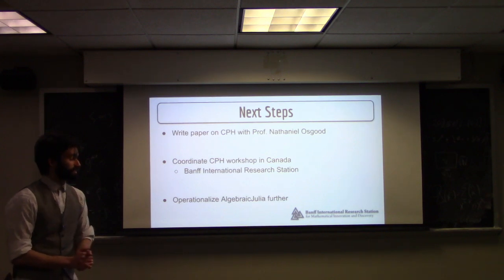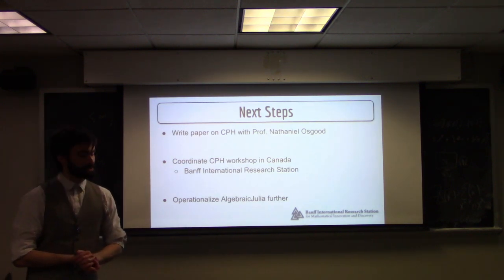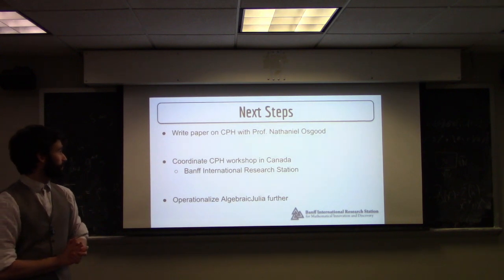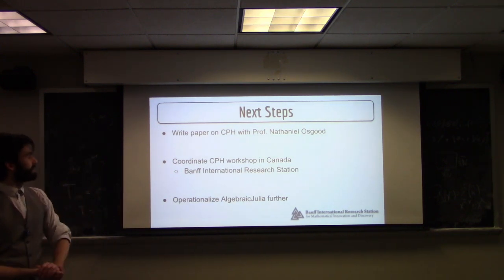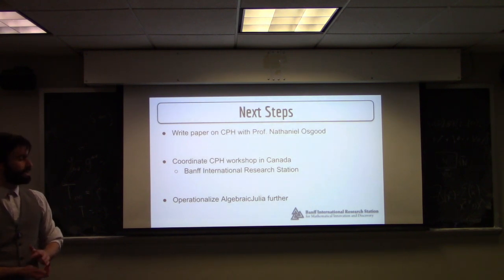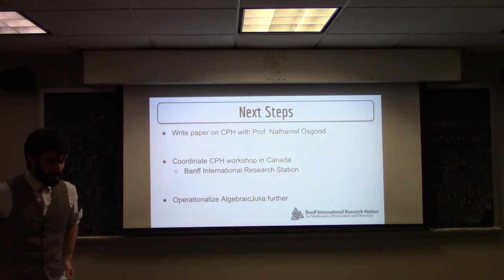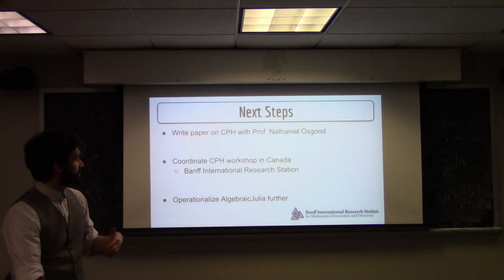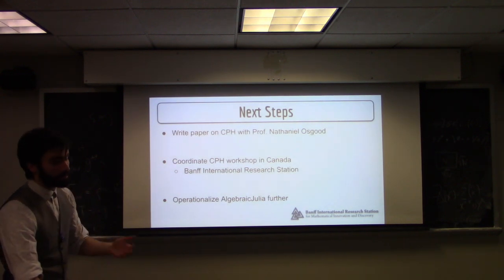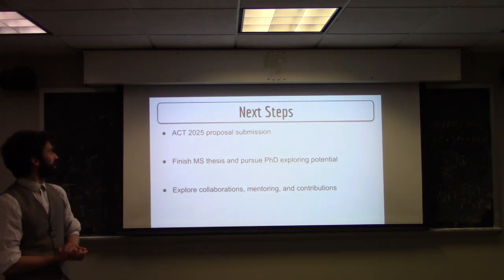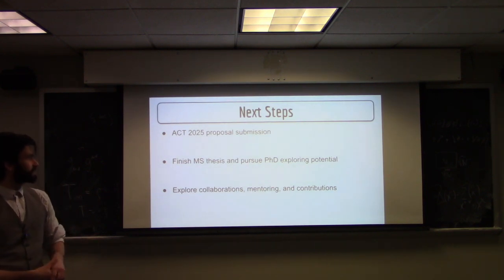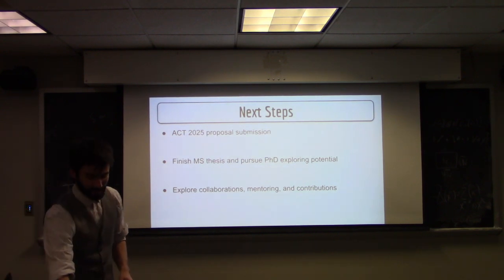And just to give a thought of next steps with compositional public health, I'm currently working with Professor Nate Osgood on a paper describing compositional public health. We're also working with some collaborators to give a vision for what this field could be in the next 5 or 10 years. Currently, we're putting the final details on a proposal for a CPH workshop in Canada at the Banff International Research Station. The hope is to have that going this summer, a 5-day event. And then to further work with and develop Algebraic Julia, as one of the contributors there. I hope to see it continue to grow for more and more practical applications. I hope to be applying to ACT 2025 to share more about this with the broader category theoretic community, finish my MS thesis work, and continue exploring collaborations, mentoring, and contributions.